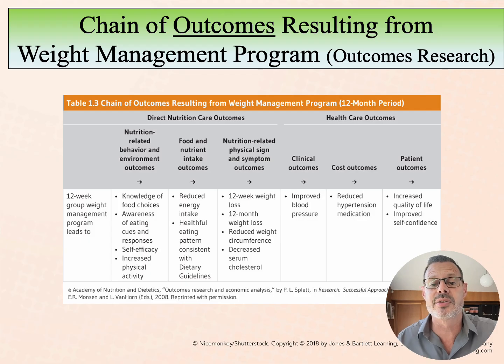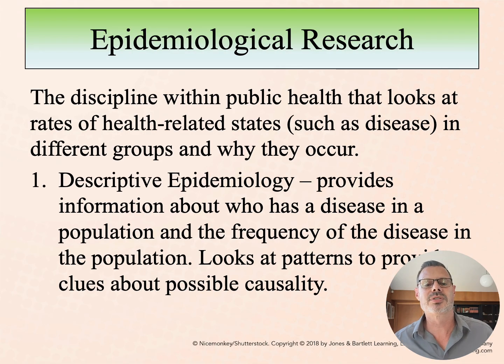So now my clinical outcomes: improved blood pressure. My cost outcomes: reduced hypertension medication. And my patient outcomes, for me, the individual: increased quality of life and improved self-confidence, right? That all started with understanding weight management, right? So it's a step-by-step process that allows us to explain and understand how ultimately the patient has positive outcomes.